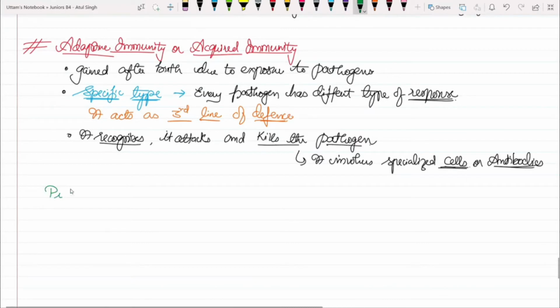Sir, what is the last line? It involves specialized cells or antibodies. It recognizes, it attacks and kills the pathogen.